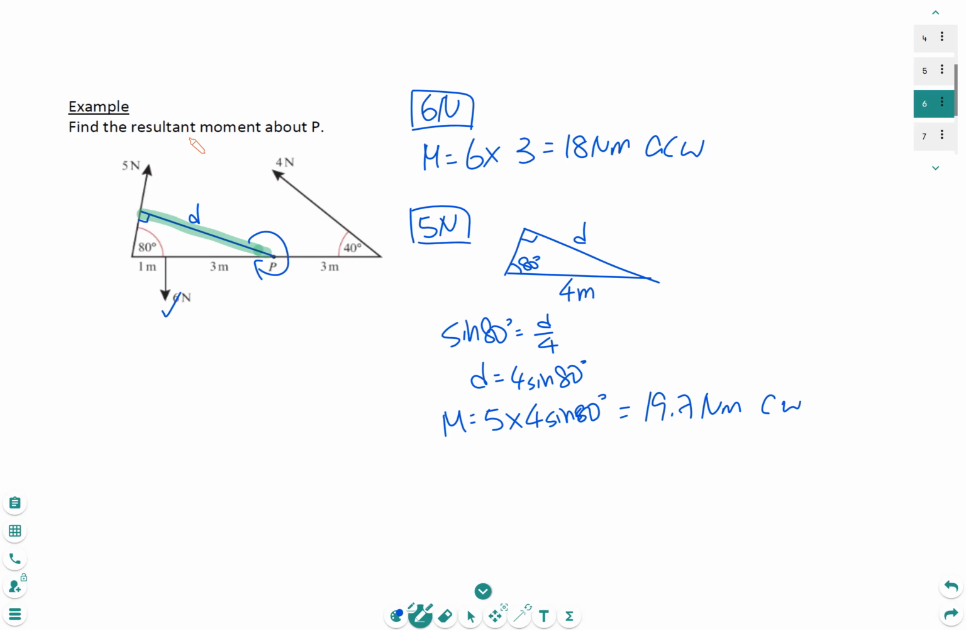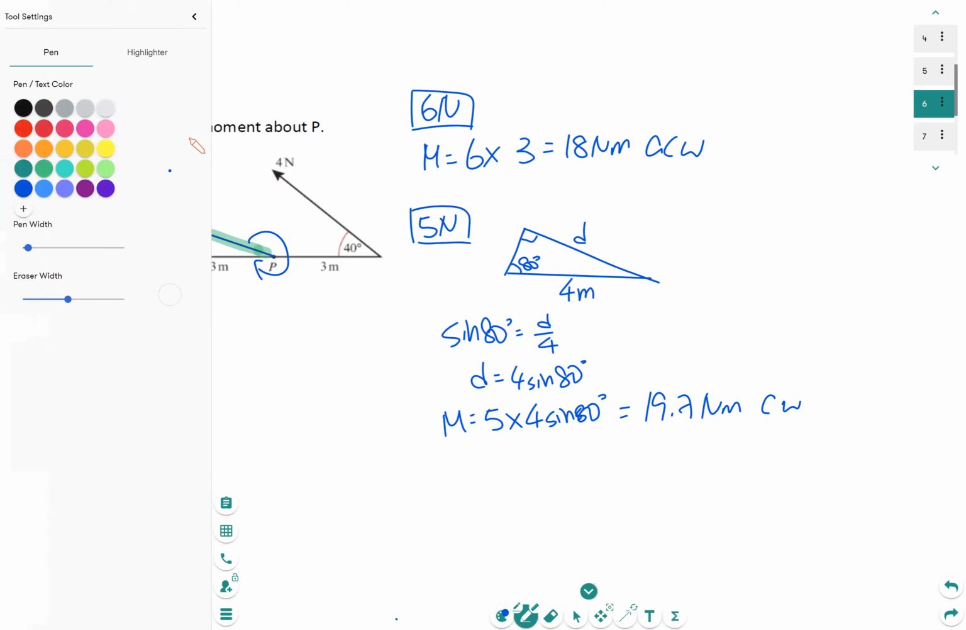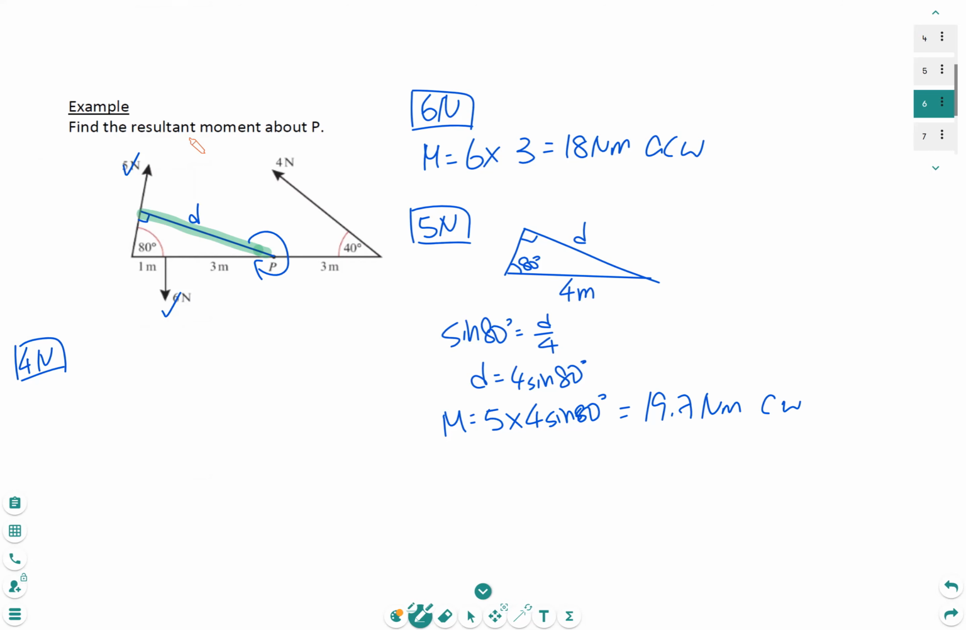Last but not least, the 4 Newton. I've done the 5 Newton, let's do the 4 Newton. Where's the distance again? Let me use a different color for the 4 Newton. This is 40 degrees, that's not perpendicular. So from the pivot, your pencil should be on the pivot, draw a perpendicular line onto the 4 Newton, which is here. Right? So that's your distance.